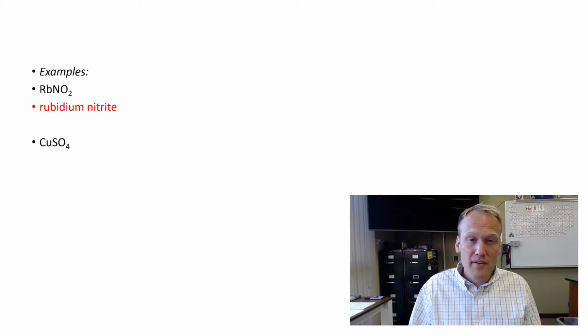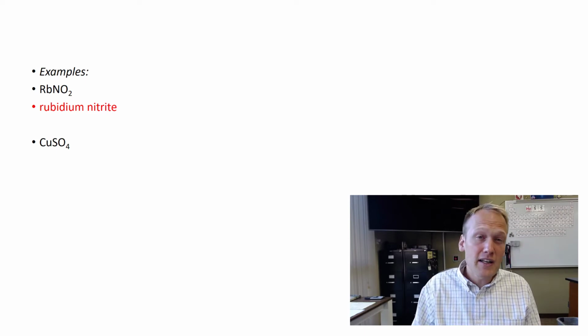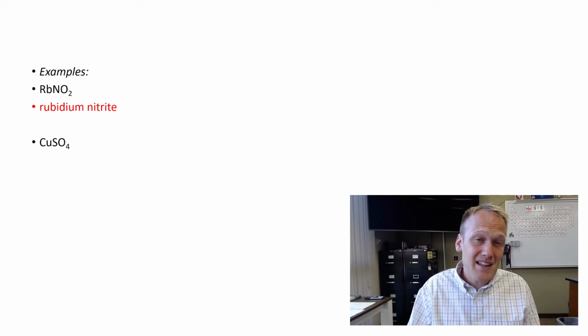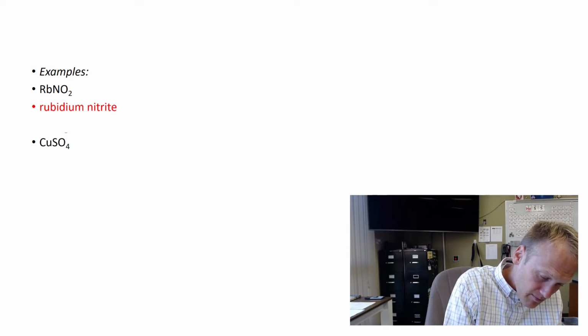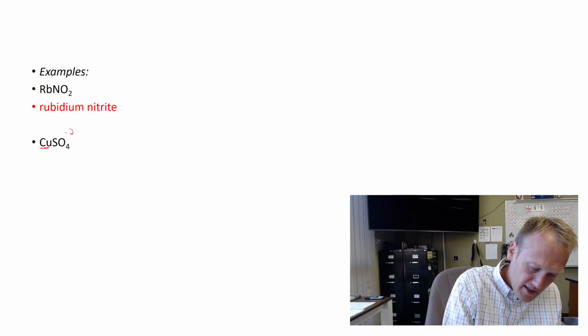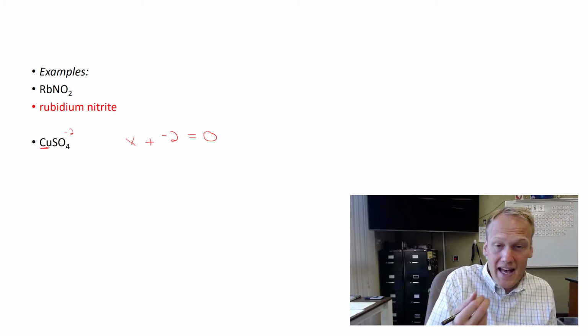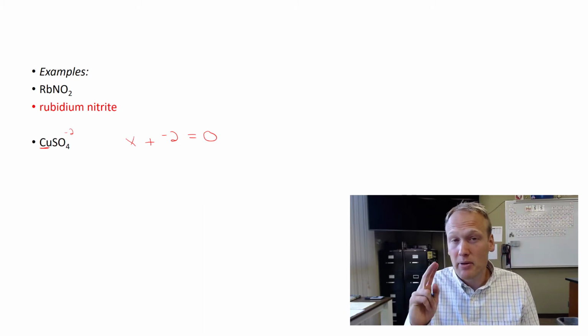The next one here, we have copper and we have sulfate. But if we look at our polyatomic ion list, we'll see that there are two different types of copper. This is going to require us to identify the oxidation state of copper. We know that sulfate is a -2. So if we were looking for the oxidation state of copper, it'd be X plus -2 equals 0. That helps us see that copper is a +2.